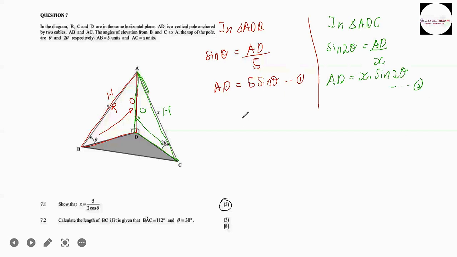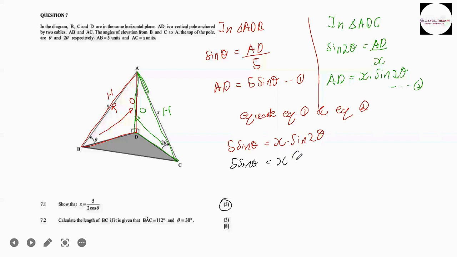Now, at this point, we want to equate the two equations. So equate equation 1 and equation 2. Then this becomes 5 sine theta is equal to X sine 2 theta. But this is a double angle, so we have 5 sine theta is equal to X, and then this double angle breaks down to 2 sine theta cos theta, from our grade 12 double angle identities. Now to get rid of the sine theta, let's divide both sides by sine theta. Then we are left with 5 equals X times 2 cos theta.